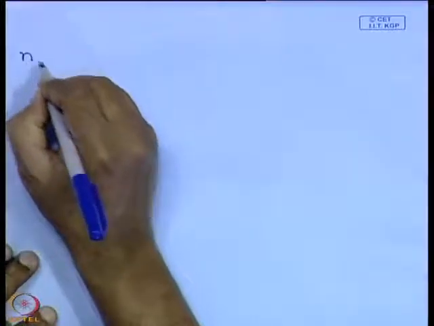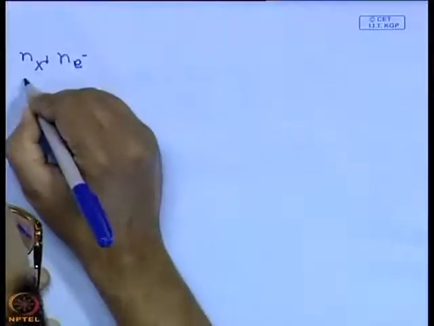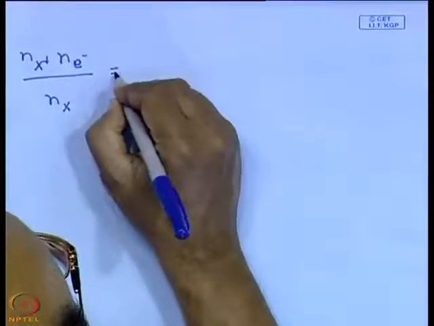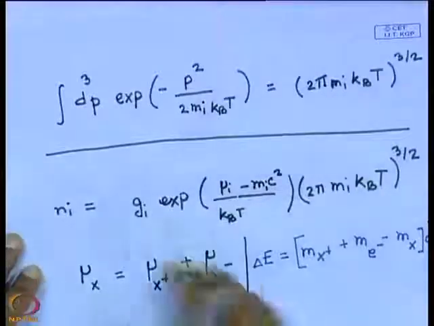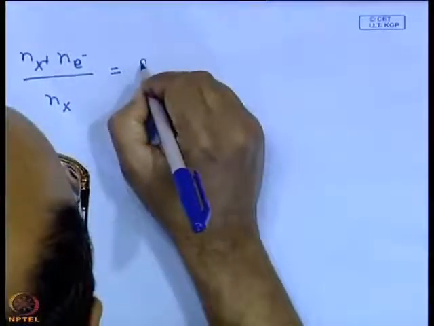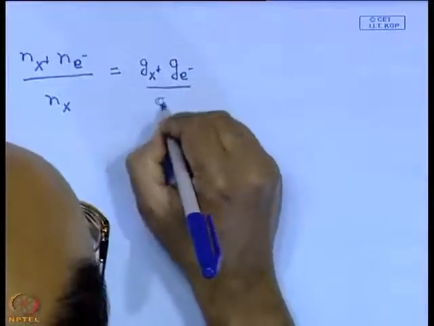Okay. So, with these two inputs, we can now consider the ratio of the number density of particles in the ion into the number density of particles of the electron, divided by the number density of particles in the neutral atom. Okay. So, let us consider this. When we consider this ratio, we will have one factor which is the ratio of the corresponding degeneracy factors. So, we will have G x plus G electron by G x.